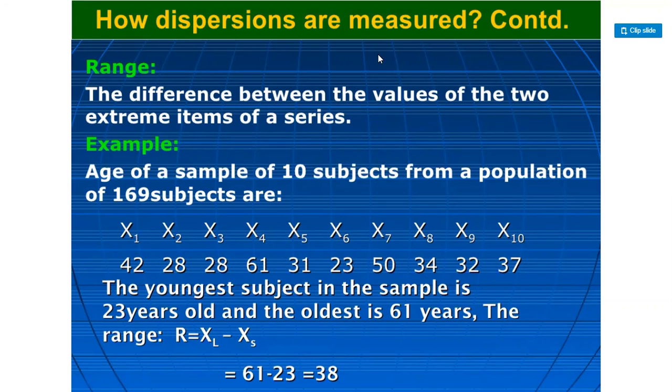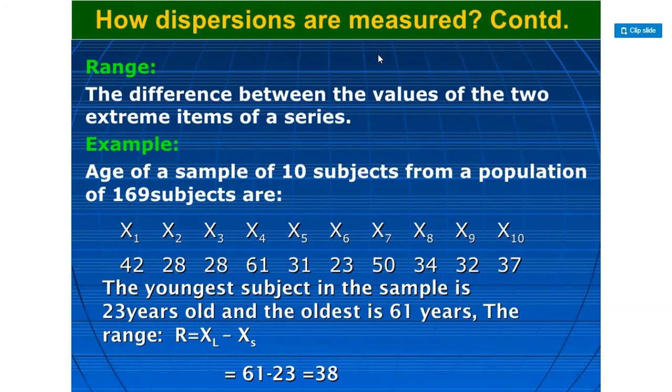So here, the ages of a sample of 10 subjects from a population of 169 subjects are x1 equals 42, x2 equals 28, x3 equals 28, x4 equals 61, x5 equals 31, x6 equals 23, x7 equals 50, x8 equals 34, x9 equals 32, x10 equals 37. The youngest subject in the sample is 23 years old and the oldest is 61 years old.